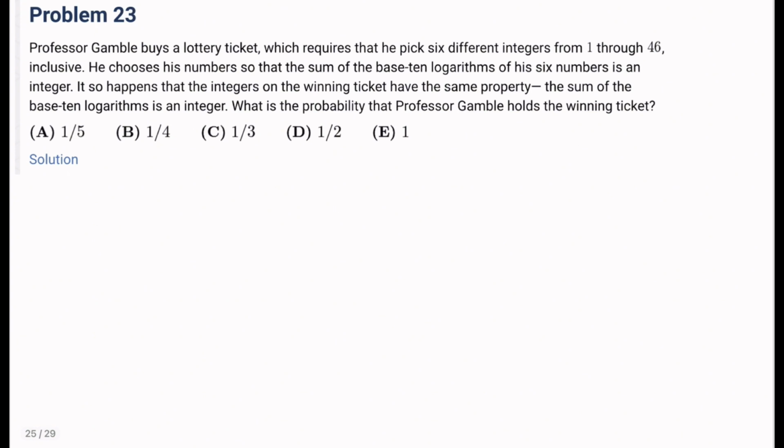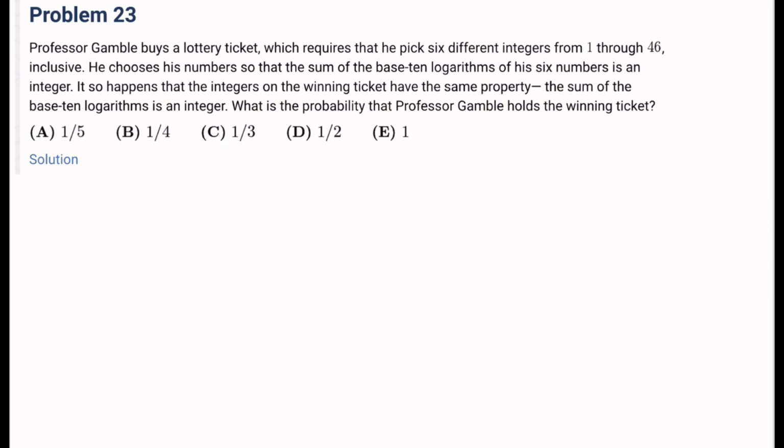Number 23. Professor Gamble buys a lottery ticket which requires that he pick 6 different integers from 1 through 46 inclusive. He chooses his numbers so that the sum of the base 10 logarithms of his 6 numbers is an integer. It so happens that the integers on the winning ticket have the same property. What is the probability that Professor Gamble holds the winning ticket?